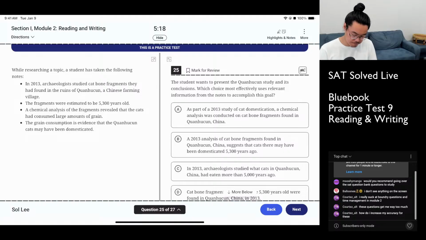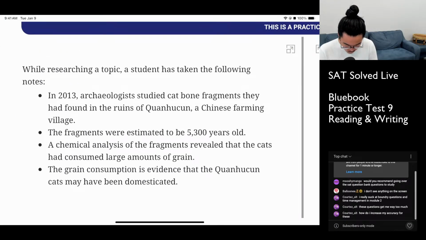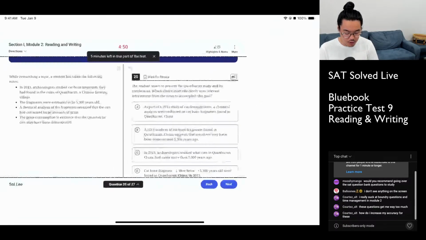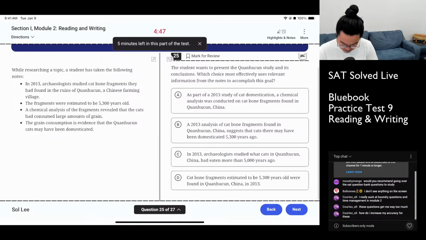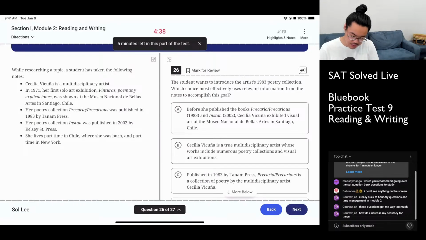Okay, cool. That is dog. Present the study and the conclusions. Here we go. Cat bone fragments in the ruins, 2013. 5,300 years old. And so we are studying these fragments that we found. Here's the results. Cats ate grain. Therefore, maybe they were domesticated cats 5,300 years ago. Okay, so the conclusion is an analysis of the cat bone fragments suggests that, yeah, that is perfect. That's exactly what I was thinking.